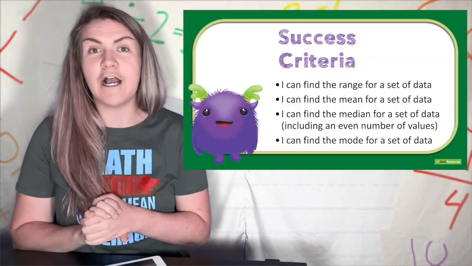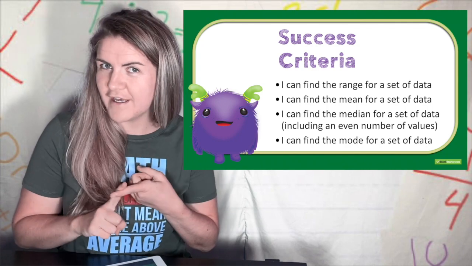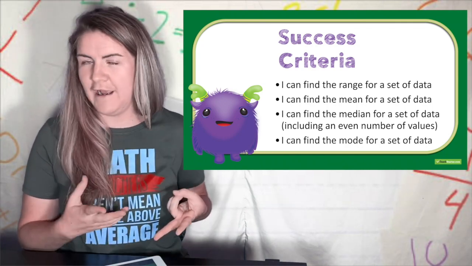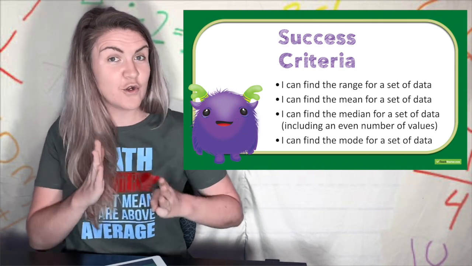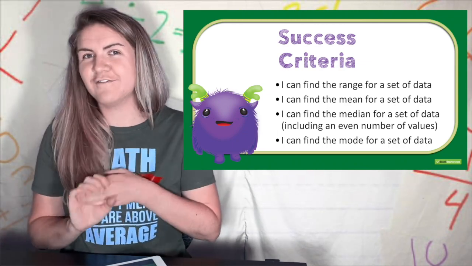How'd you go? I hope now that you could find the range of the data, that you could find the mean or average of the data, that you could find the median, middle score, even if there's two numbers in the middle, and you also can figure out the mode.